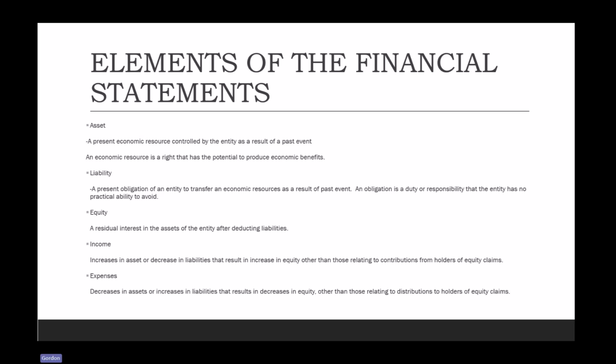Okay. Then we have equity. Equity is a residual interest in the assets after deducting liabilities.